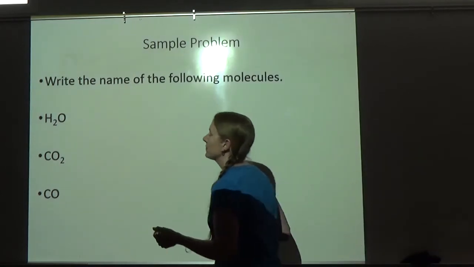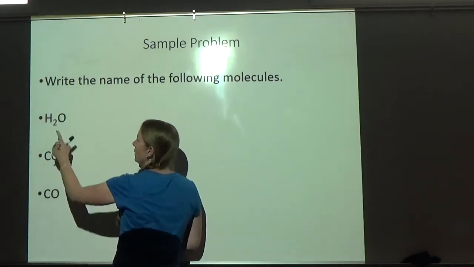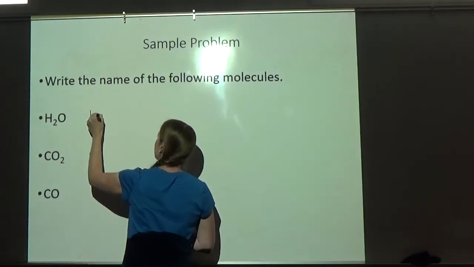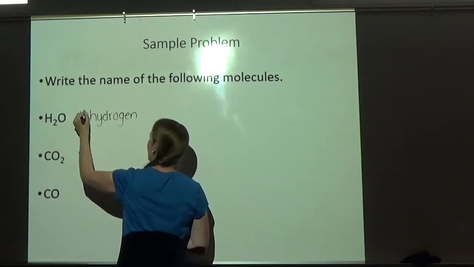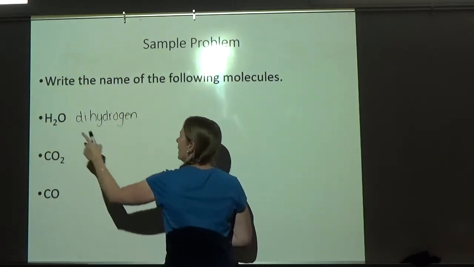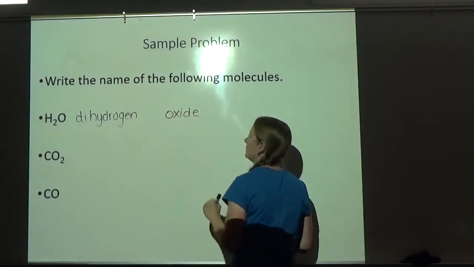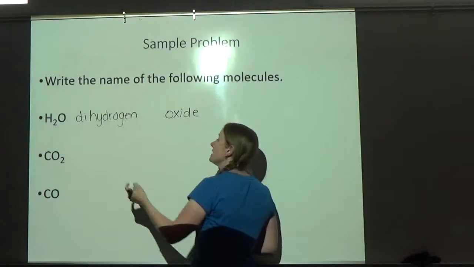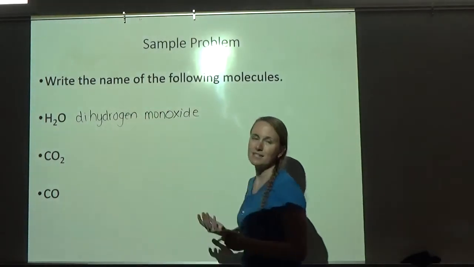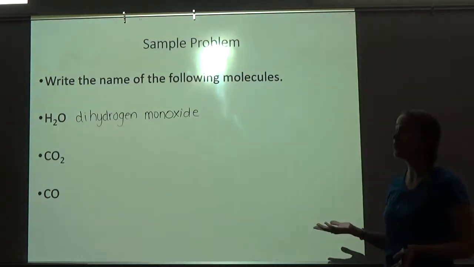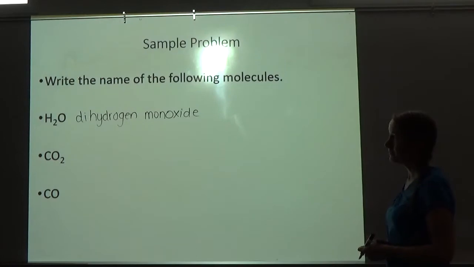Okay, so of course we want to call this water, but when we're officially naming it, we know H is hydrogen. Our prefix for 2 is di, so it's dihydrogen. And then O is our second element, so we're going to call it oxide, not oxygen. And then it technically has a subscript of 1, so we're going to call it monoxide because our prefix for 1 is mono. Okay, so water is officially called dihydrogen monoxide.